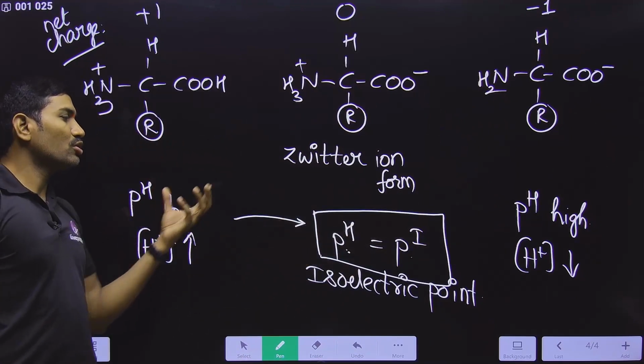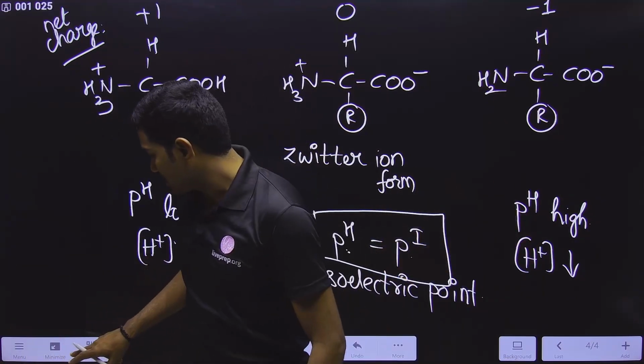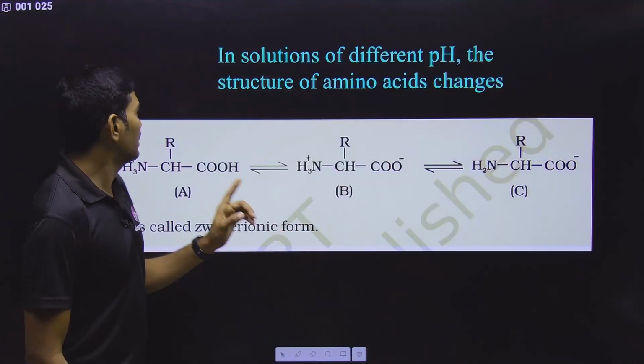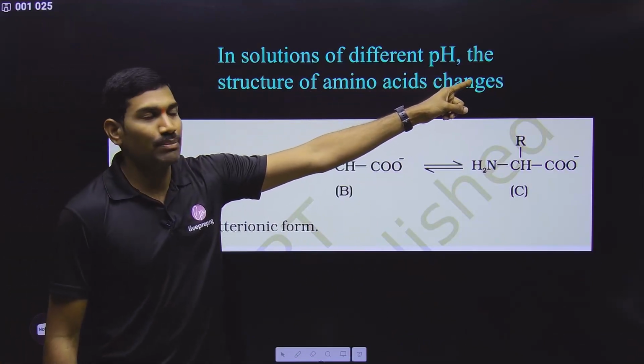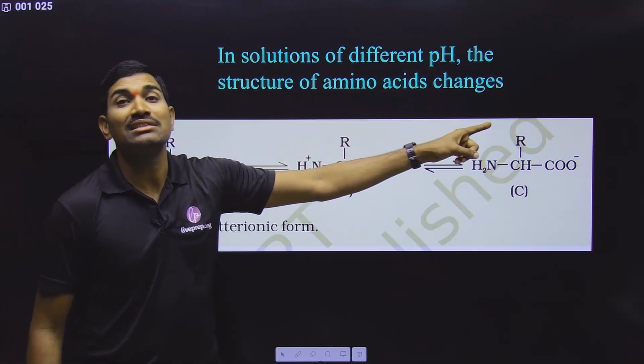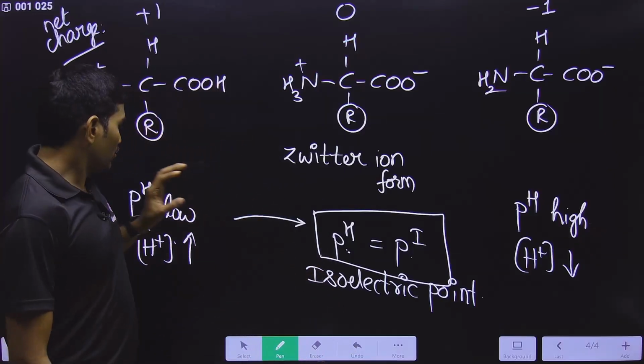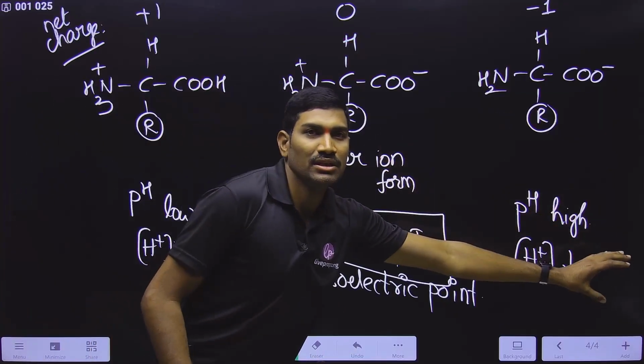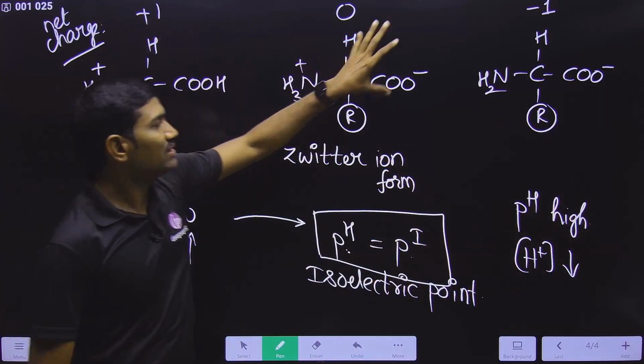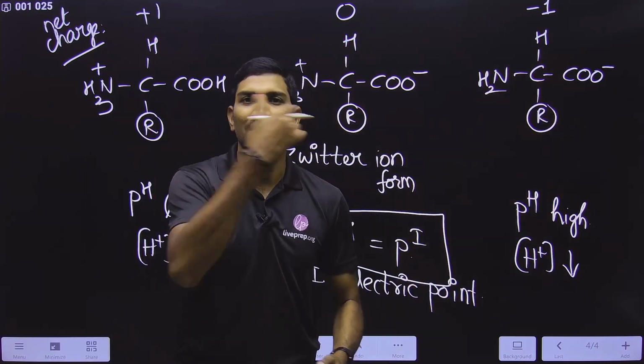In solutions of different pH, try to understand the NCERT sentence first. What they are saying here is, in solutions of different pH, the structure of amino acid changes. How is it changing? Now observe carefully here. So this is the solution of different pH. In solutions of different pH, different structures are present for the amino acid. This is what they are saying.